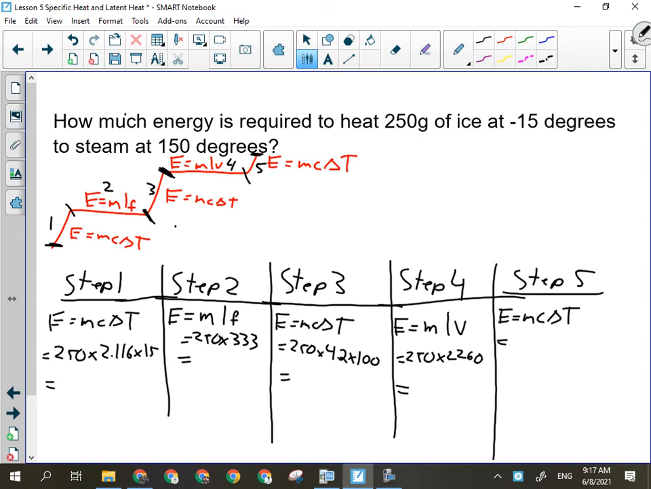So that's going to mean I take the mass, 250, and now I multiply by the specific heat capacity of steam, 2.02. And how much am I changing the temperature of the steam by? Sorry, 50 degrees, going to 150. All right, so we don't have to manipulate anything. We just have to plug in numbers. Now we've got to calculate each one of these steps.